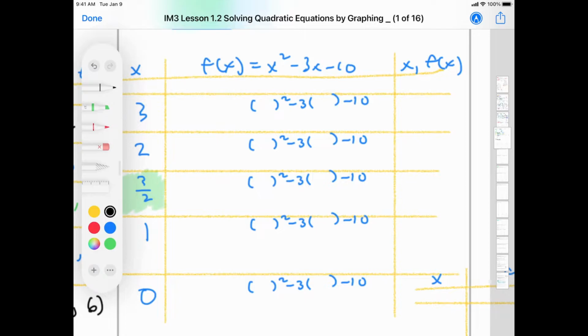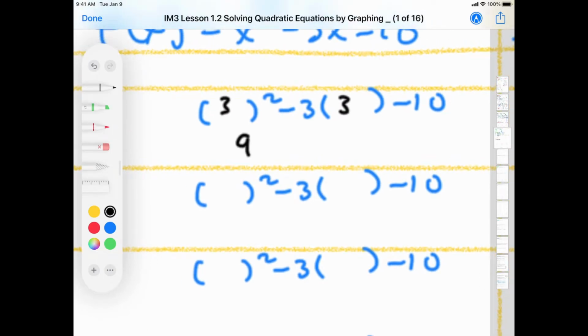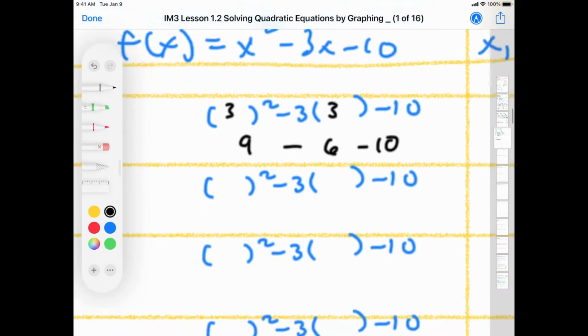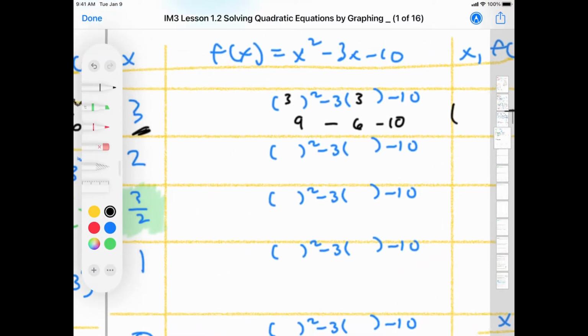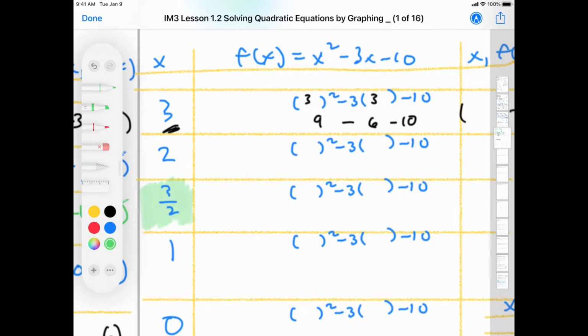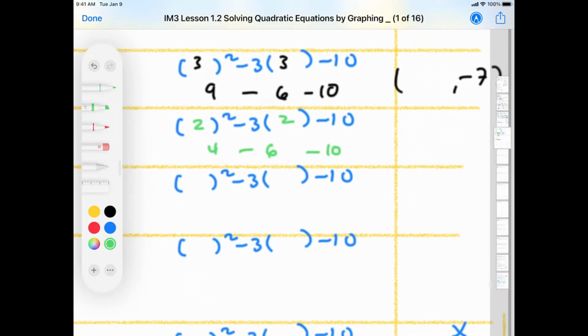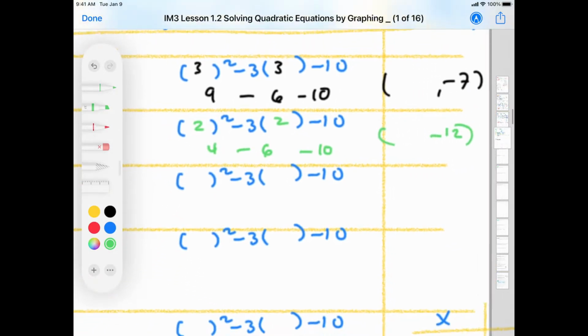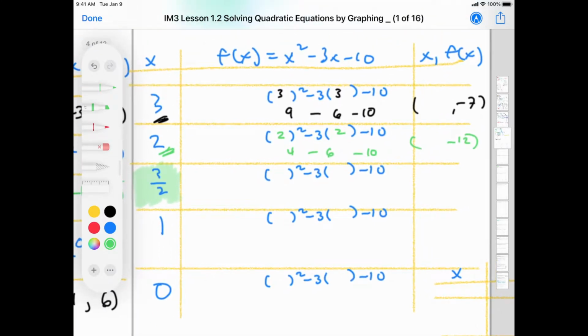Okay, so this problem we're going to put in 3 for every x value. 3 squared is 9 minus 9 minus 10, so that'll be 0 minus 10, which is -10. All right, what do we got? We got a 2. 2 squared is 4 minus 6 minus 10, so -2 minus 10 is -12.